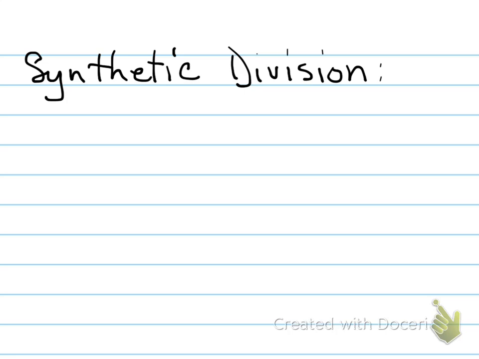Now, you know the word division, right? You're dividing something. That's not going to change. But synthetic, if something is synthetic, that means it's not real, right? So in other words, we're going to be performing division without doing any division. Okay? And if you think about it for a second, isn't factoring a form of division, right? You're finding the factors. Anytime you're finding factors, you're using division.